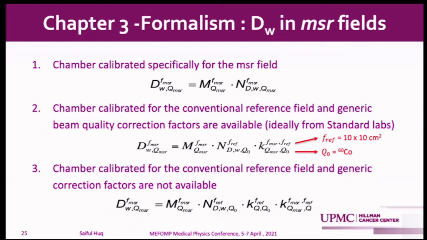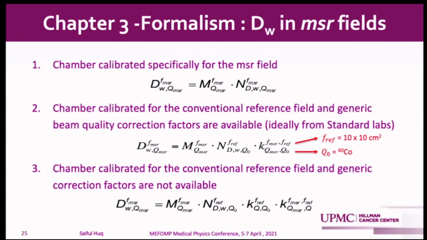So what you do in option 3 is that it requires you to determine a beam quality Q, called a hypothetical beam, and a conventional reference field FREF in the same machine that you're using for your clinical machine, where you have the MSR field and you have a beam quality QMSR.